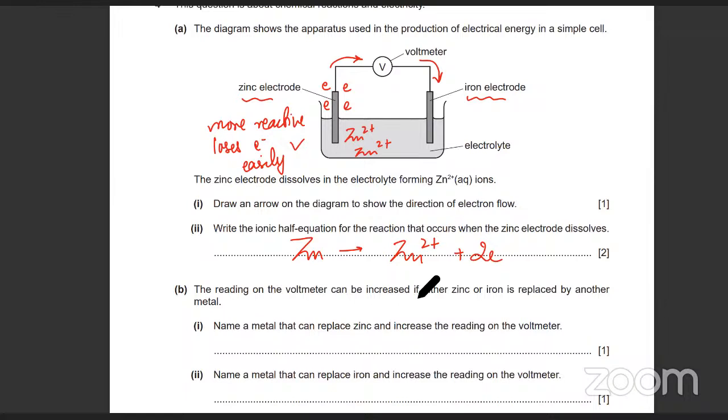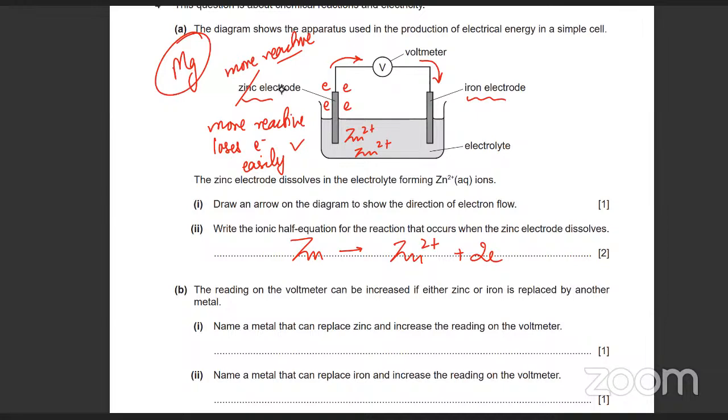The reading on the voltmeter can be increased if either zinc or iron is replaced by another metal. Name a metal that can replace zinc. तो electrochemical cell का जो voltage है, the amount of electrons that is flowing, you can increase it if you replace the zinc with an even more reactive metal. तो वो और ज्यादा electrons produce करेगा, ठीक है? The voltage will increase further. So you can replace it with a more reactive metal. You can put magnesium in its place. ठीक है, clear है ये बात? Yes.